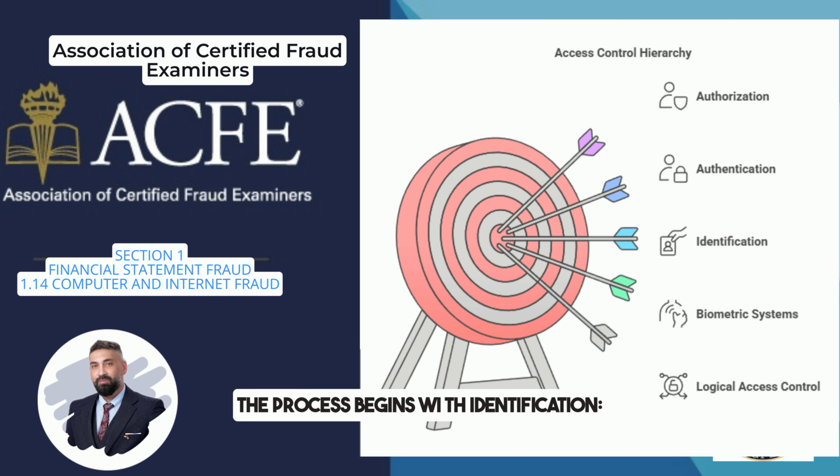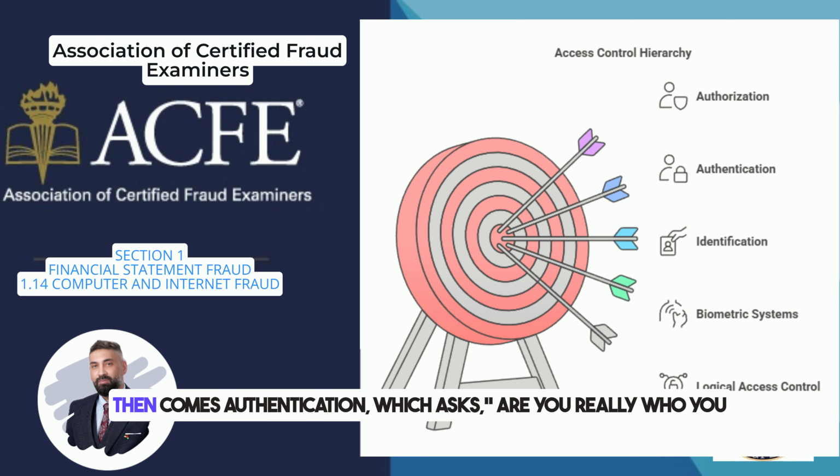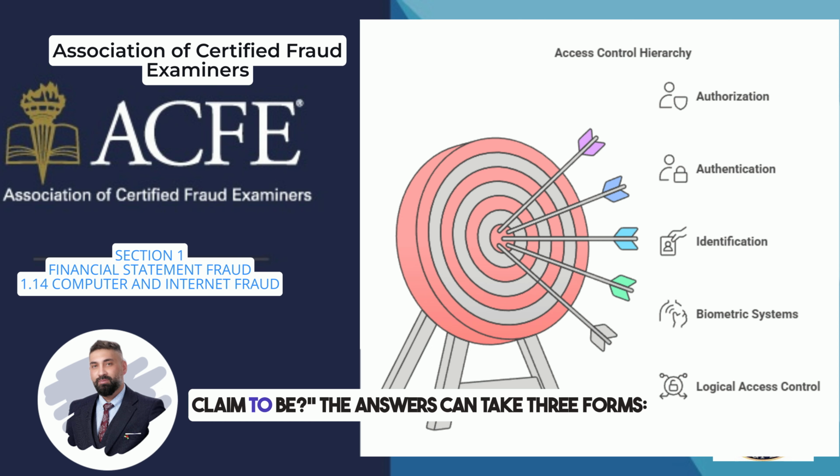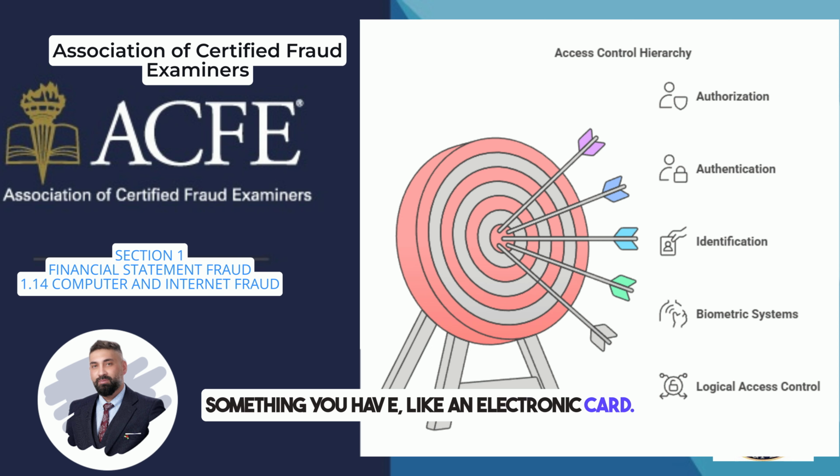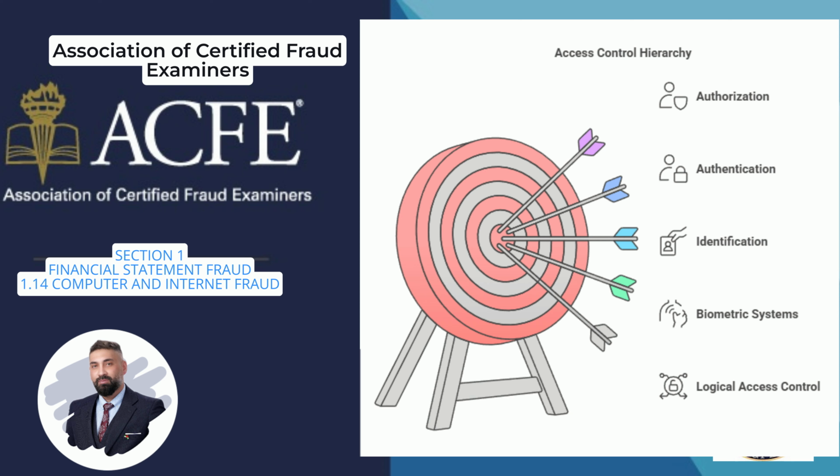The process begins with identification, providing a unique username or ID that identifies who you are. Then comes authentication, which asks, are you really who you claim to be? The answers can take three forms. Something you know, like a password. Something you have, like an electronic card. Something you are, like biometric data.